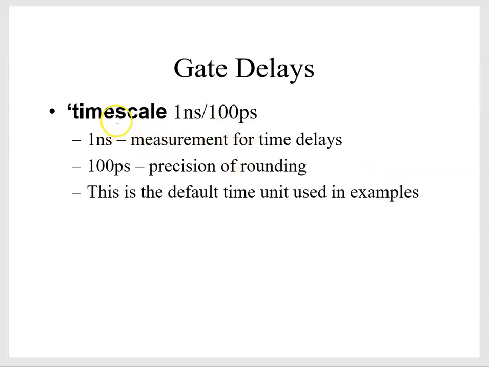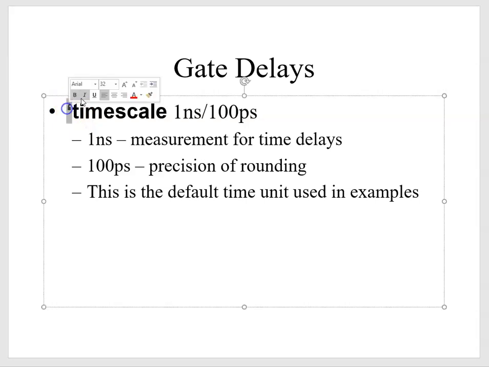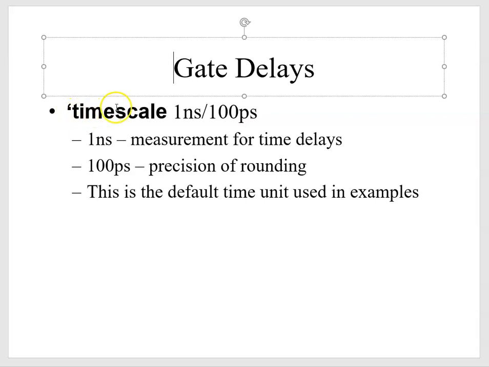The other thing we should talk about is gate delays that we can show. The default uses this apostrophe, time scale, and it's 1 nanosecond / 100 picoseconds. The 1 nanosecond is the measurement for time delays, and the 100 picoseconds is the precision of the rounding. This is the default time unit used in the example we're going to show in a moment, but we can change that time scale, and this is used for timing simulations.